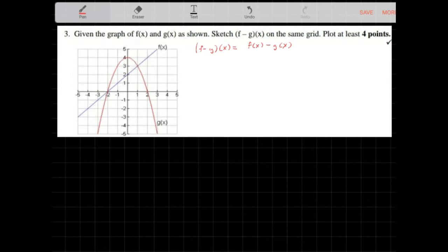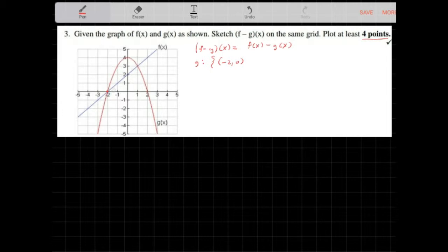So what I'm going to do here is figure out some points on f of x and some points on g of x. They want at least 4 points. Let's start with g of x first. Okay, so in my g of x function, I'm just going to figure out a few points here. So we have -2 and 0, right?